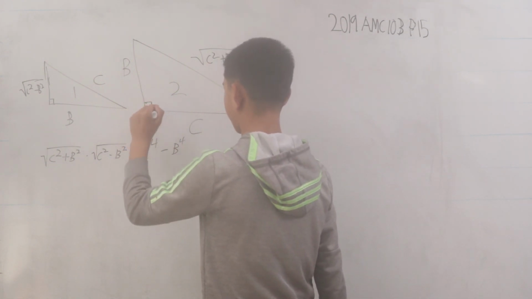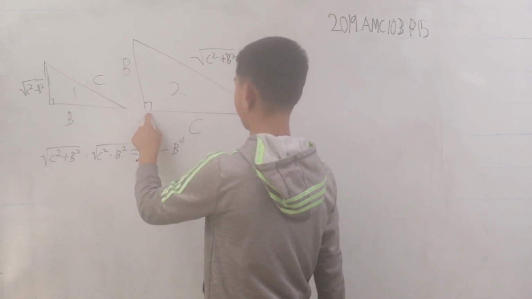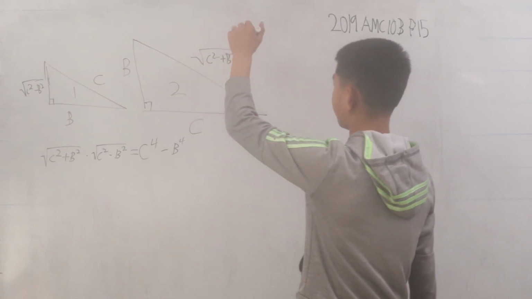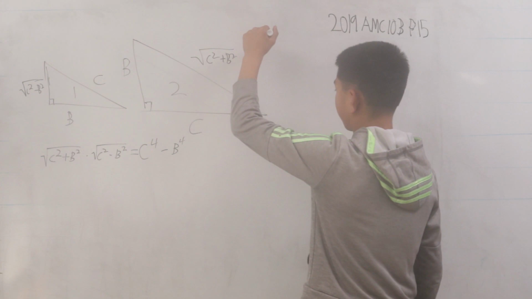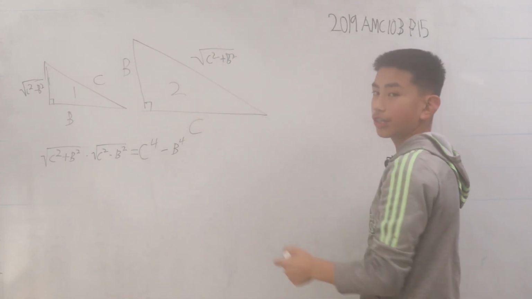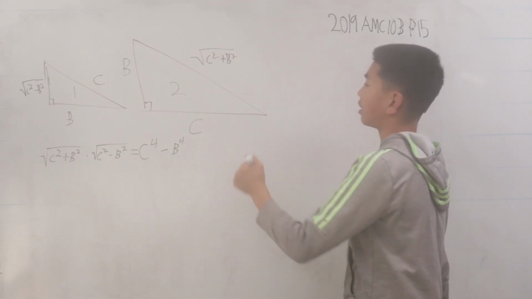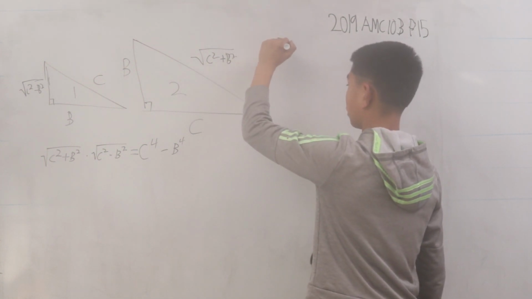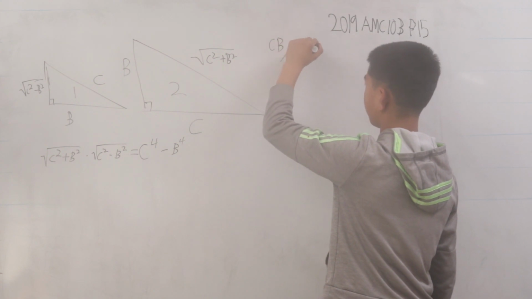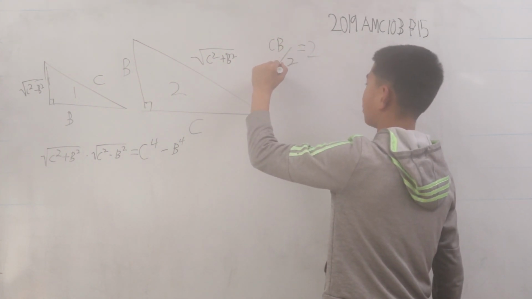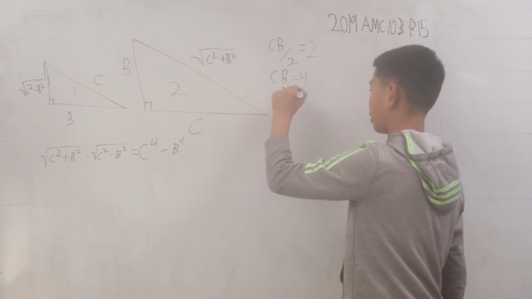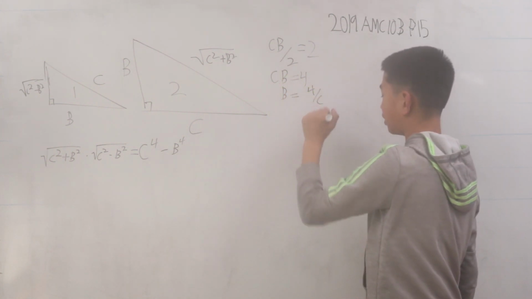Since these are right triangles, we can get an equation for B and C using B times C and so on for the area. Since we know what the areas are, we want to write equations for them. For this one, we get that CB over 2 is equal to 2. CB is 4. B is 4 over C.